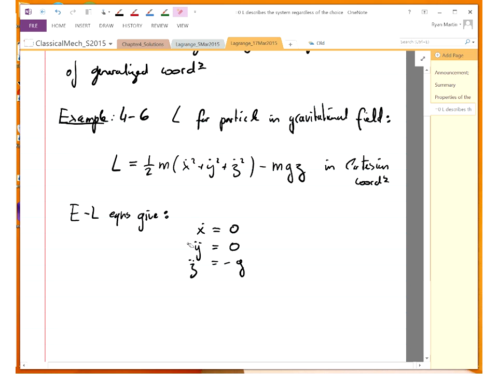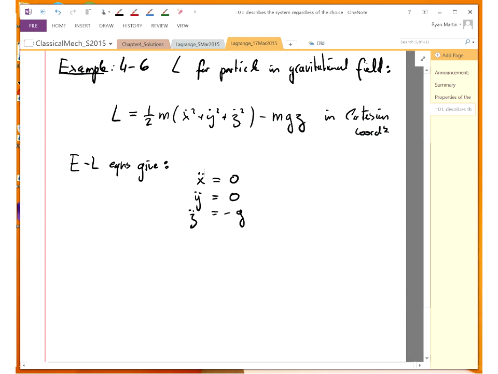Oh, just cancel the m's. It's equal to 0. Of course, that makes sense, right? This is a particle in gravity, so there's no acceleration in the xy direction, and there's a negative g acceleration in the z direction.